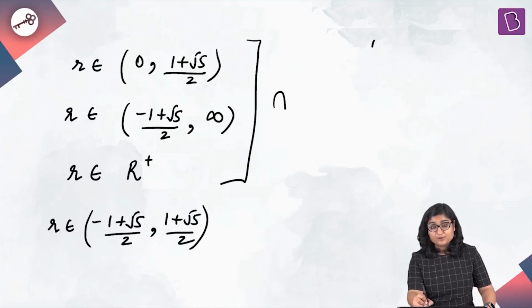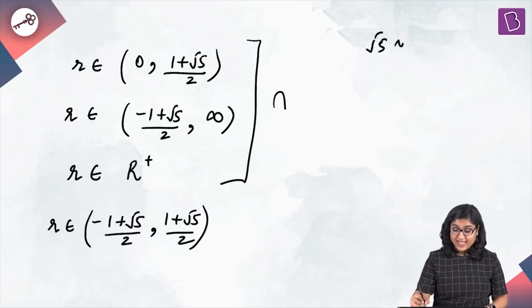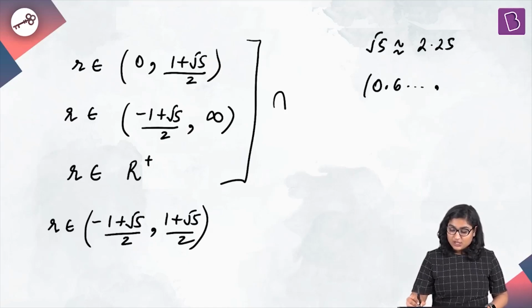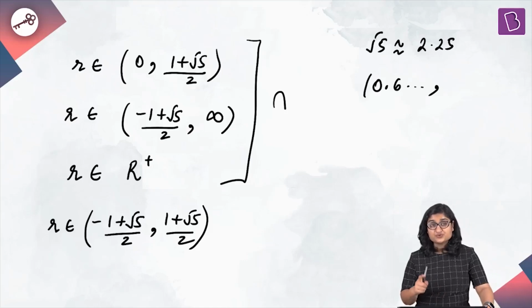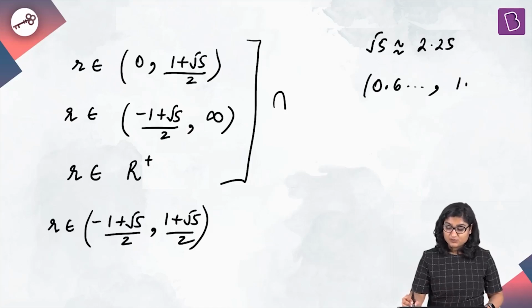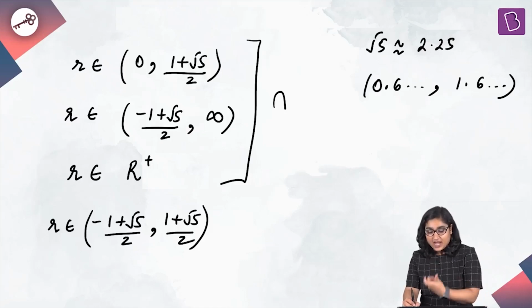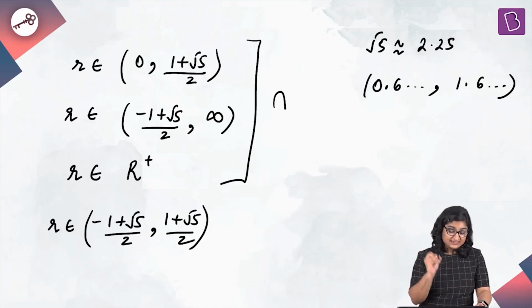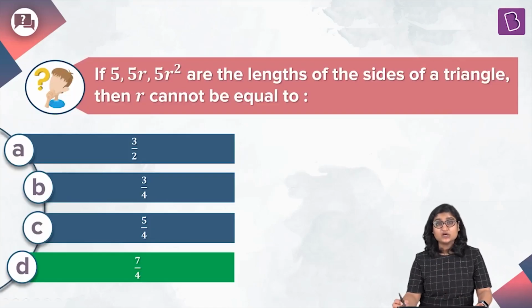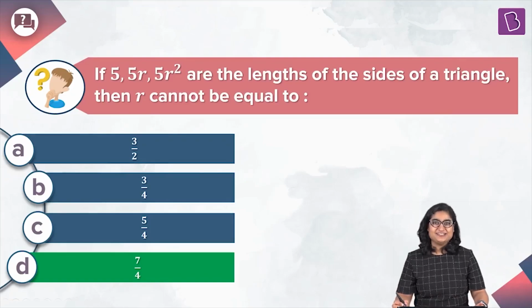Now if I put the approximate value of √5 as 2.25, what I'll get is 0.6 something going till (1 + √5)/2, which is approximately 1 point something. So starting from 0 point something going till 1 point something, r belongs to this interval. If r belongs to this interval, then we can clearly say that option D does not lie in this interval, and hence the answer to this question is option D.